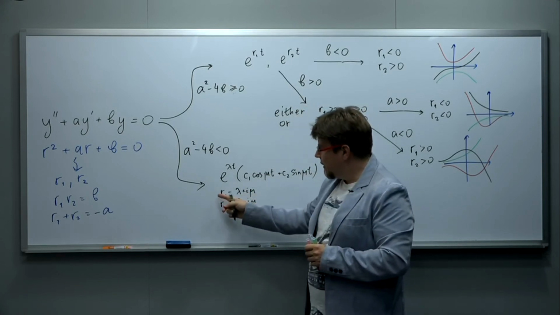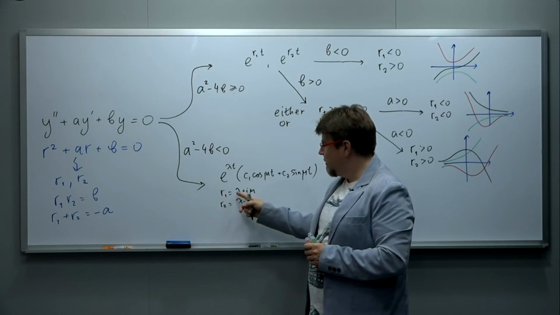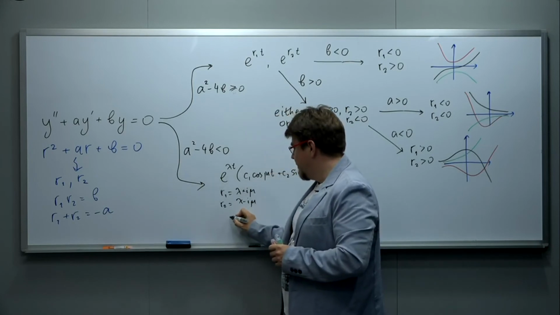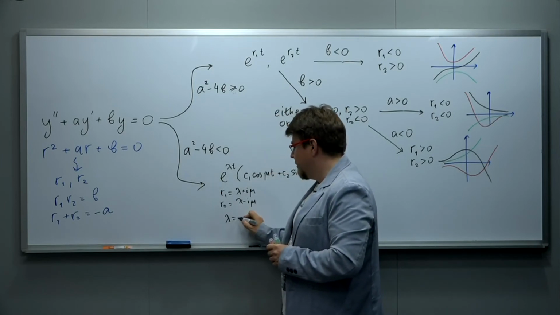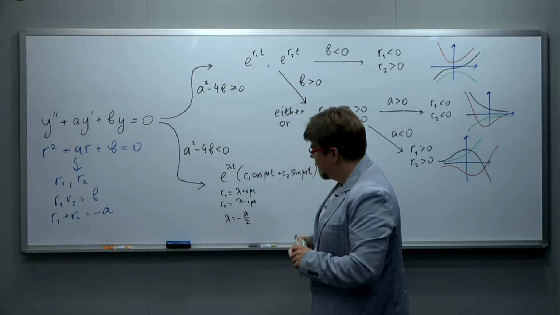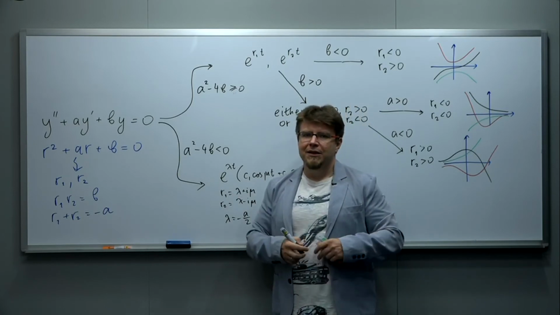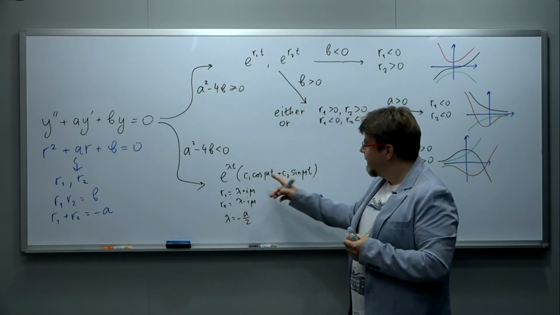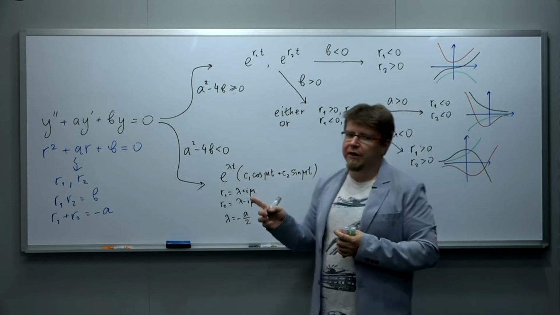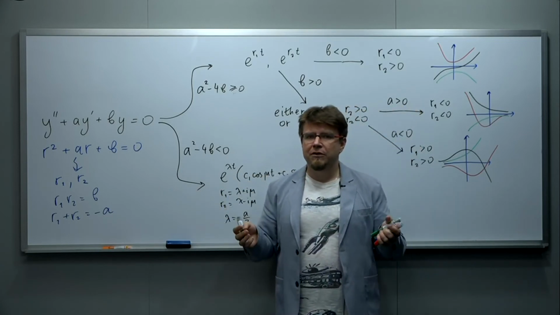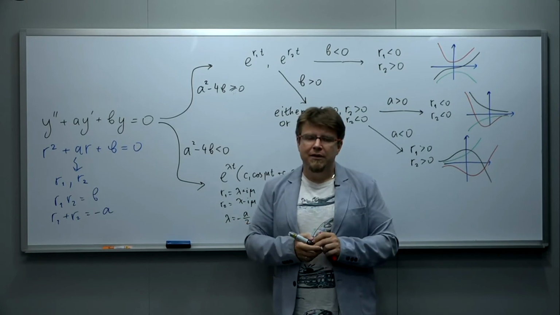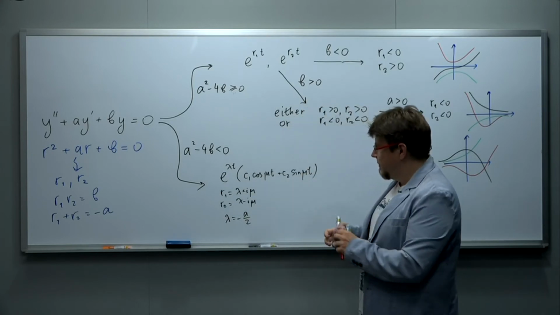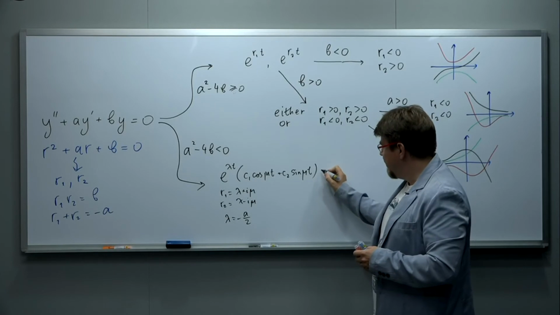Well, but then notice that R1 plus R2 is 2 lambda, and at the same time it's minus a. So in other words, lambda equals minus a over 2. And now the important parameter here is lambda, because this is a trigonometric function, so it just oscillates between two values, so there is not much of a complicated behavior here. So we really have three subcases.